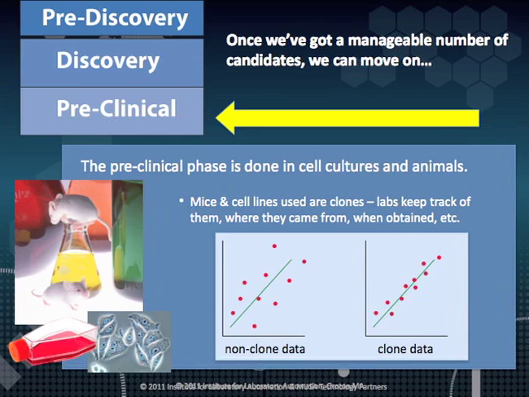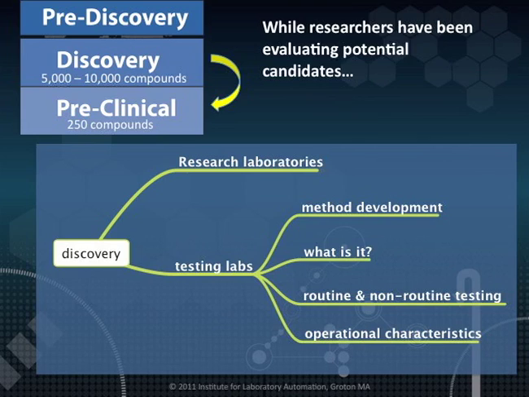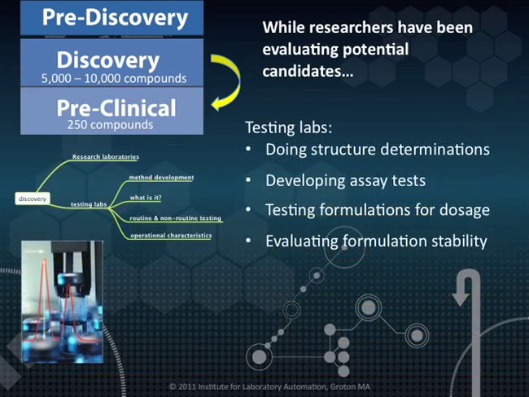Researchers have a complex job of identifying diseases, understanding the causes, and identifying possible candidates for evaluation as possible treatments. While research labs have been looking at potential candidates, testing laboratories have been busy carrying out their portion of the work. Among the tasks they've been performing are things such as structure determinations.